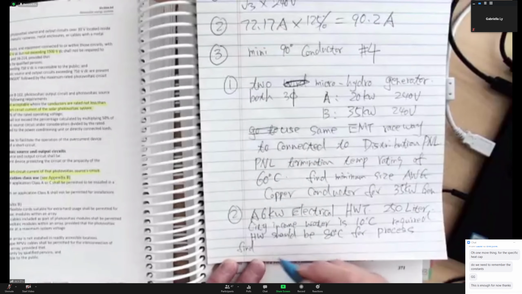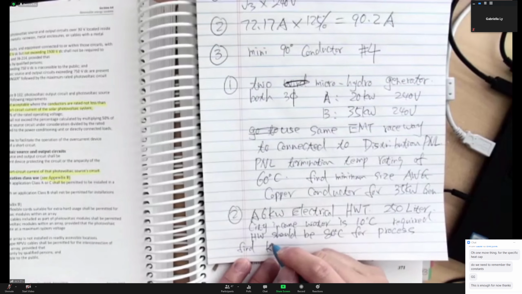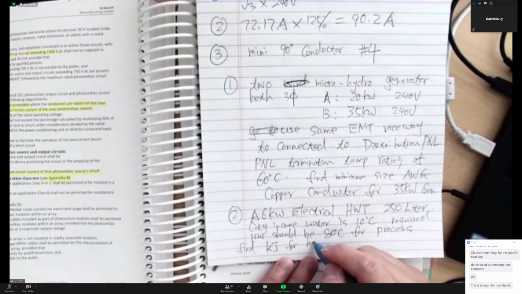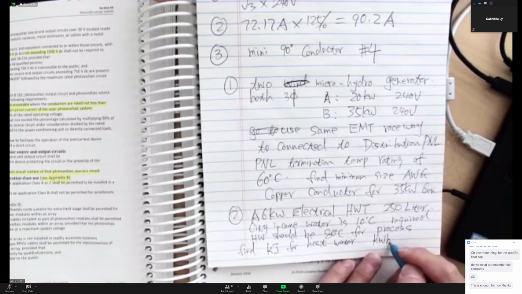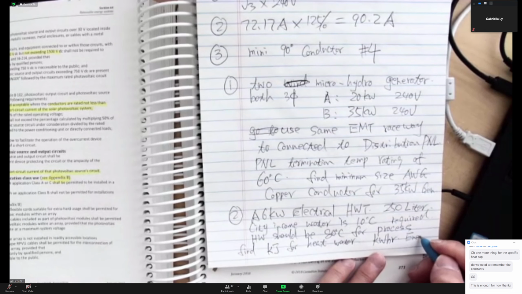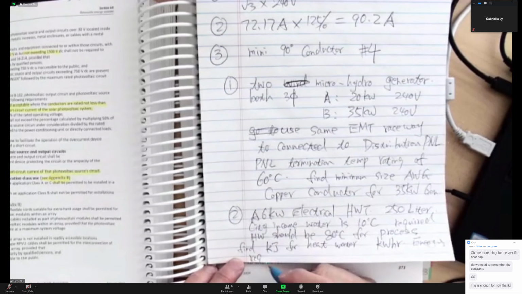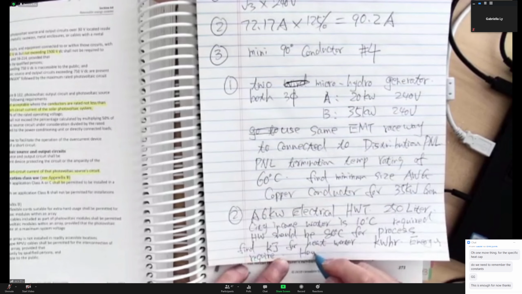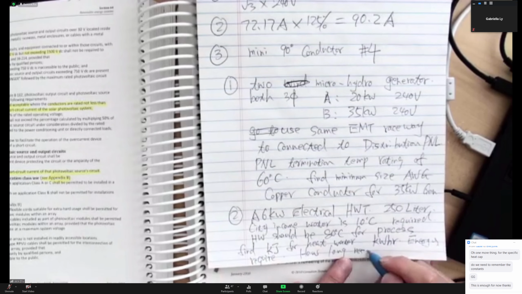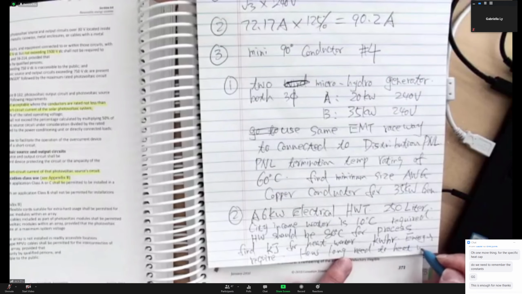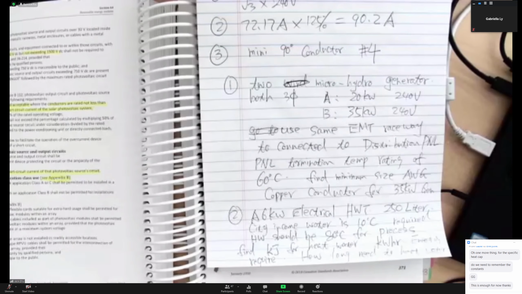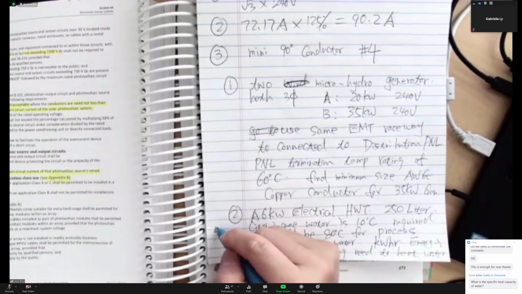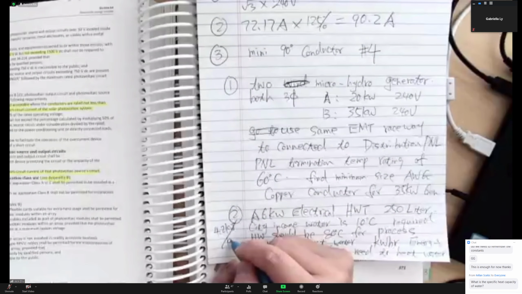So you're going to find kilojoules for heating the water, kilowatt hours, energy required, and how long it needs to heat the water. 4.2 kilojoules per kilogram per degree.